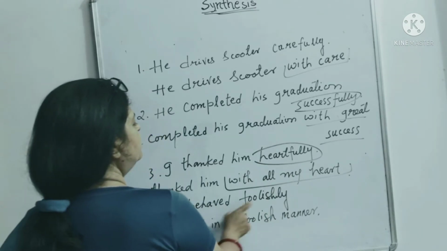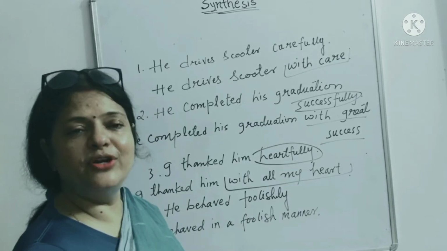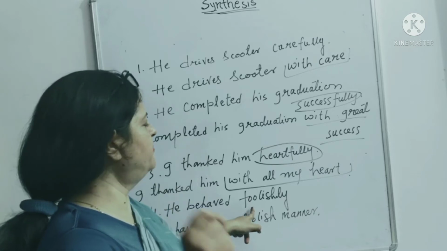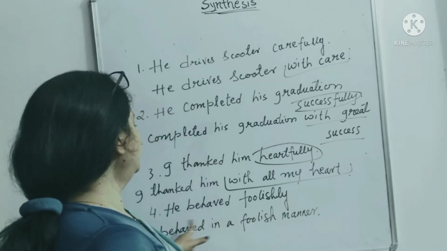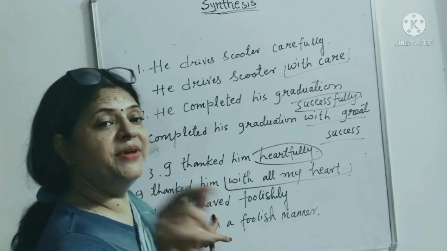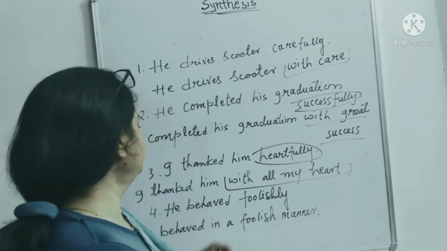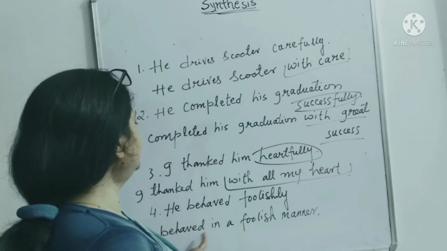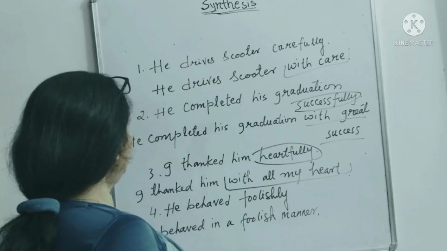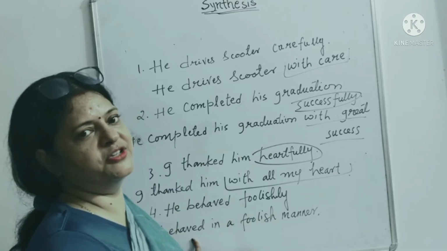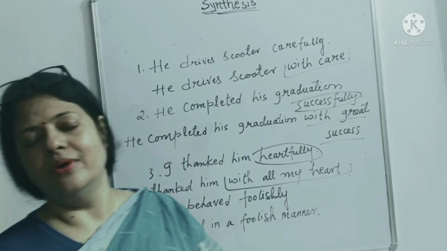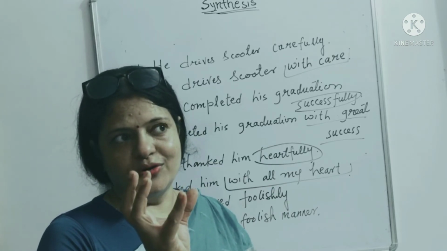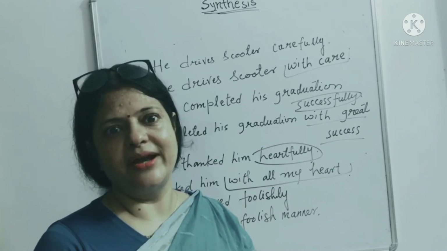He behaved foolishly. The fool is the adjective, and we have added foolishly. So it is telling us how did he behave? He behaved foolishly. And it's again modifying this verb behave, and he behaved in a foolish manner. Okay, so he behaved. How did he behave? In a foolish manner.